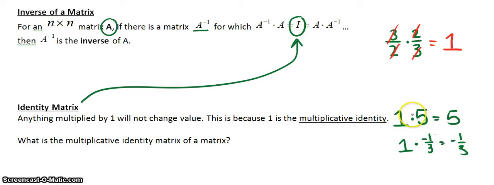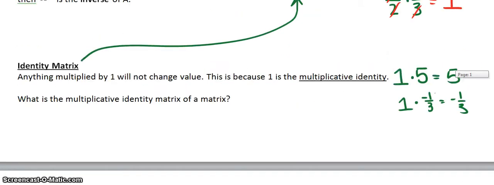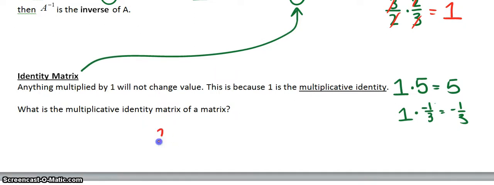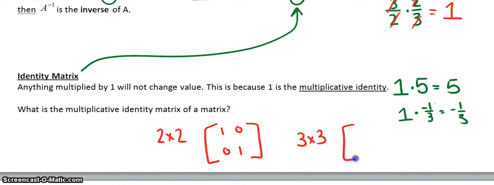So the identity of multiplication is 1, that's why you get 1 here. The identity matrix of a matrix is kind of like that, except it's a bunch of 1s and 0s. So for a 2 by 2, an identity matrix is 1, 0, 0, 1. For a 3 by 3, the identity matrix is 1, 0, 0, 0, 1, 0, and 0, 0, 1.